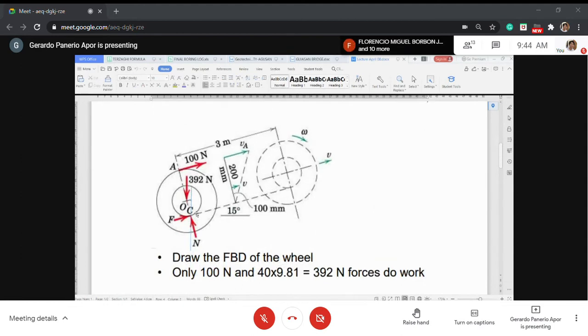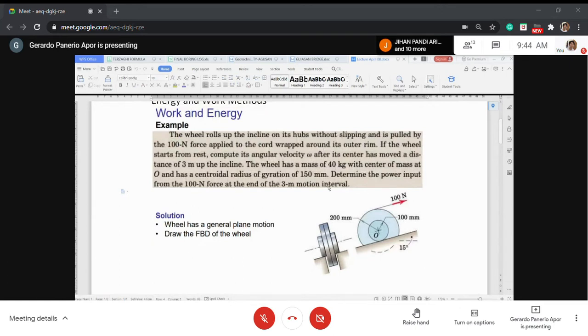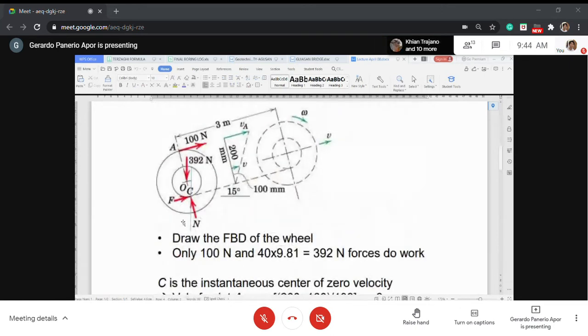Now, the two other forces acting at C are just the normal reaction of the 40 kilogram wheel. So there's that N. And there's that F, because without F, this one will just slide down, no? So there is a friction between the point of contact, so it will not just slide down. So there is that F, okay?